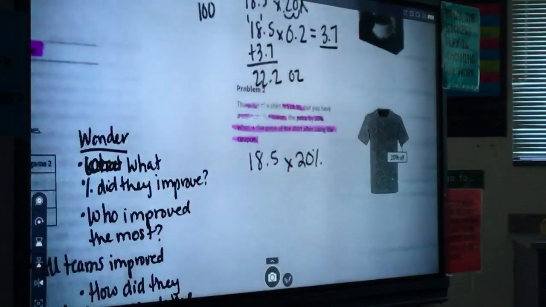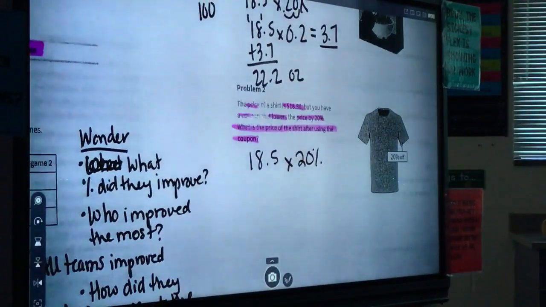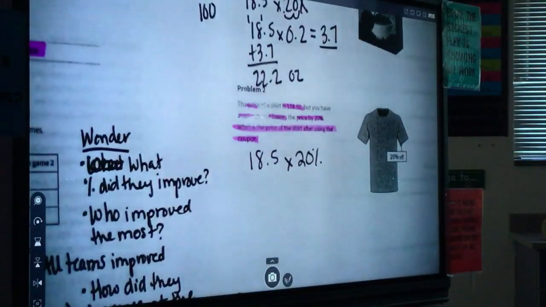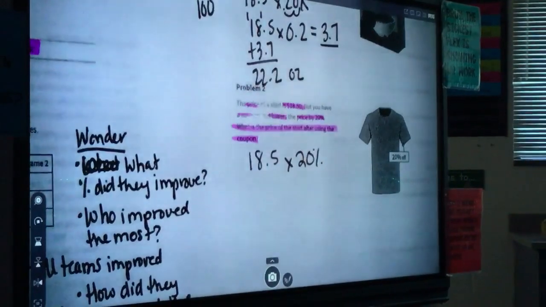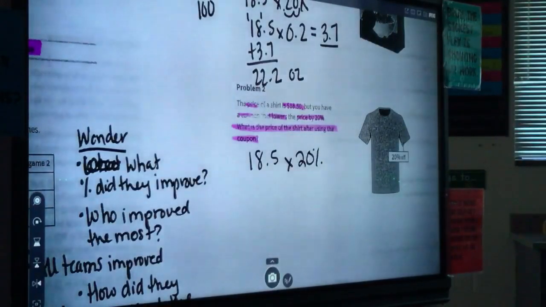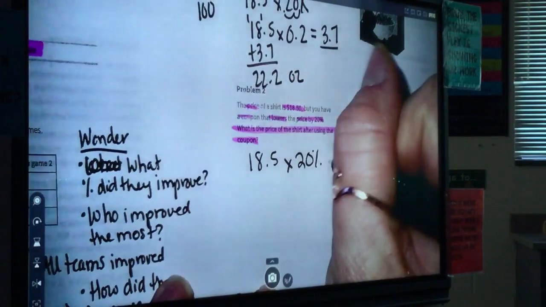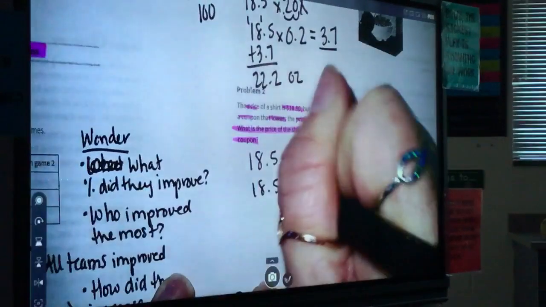Why am I still going to do that? Why is it still important for me to do 18.5 times 20%? Oakley. Well, you have to show your work, but you still have to find what? You have to find the amount of the coupon. Yes, you still have to find the 20% of 18.5. So whether you're increasing or decreasing, you're still finding that 20%. Does that make sense? So you still have to find that step, which once we do this, we have 18.5 times 2/10.